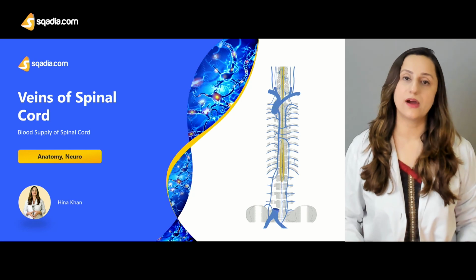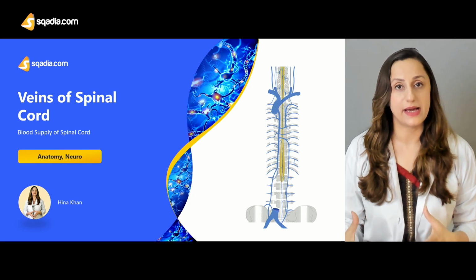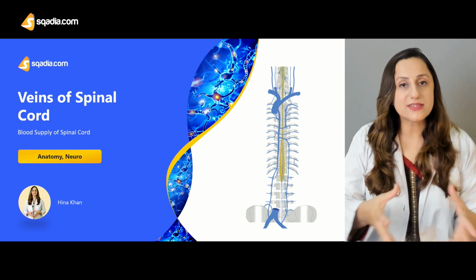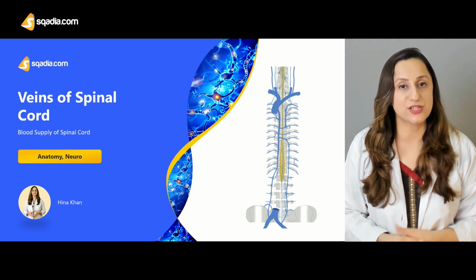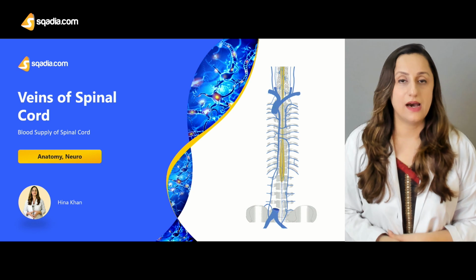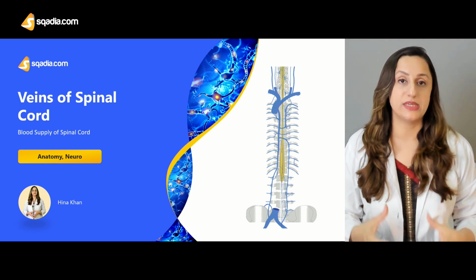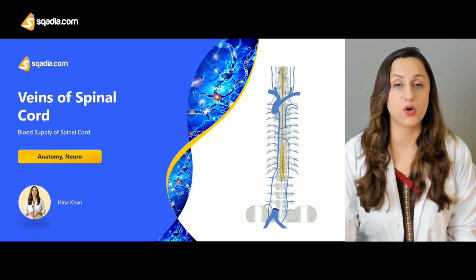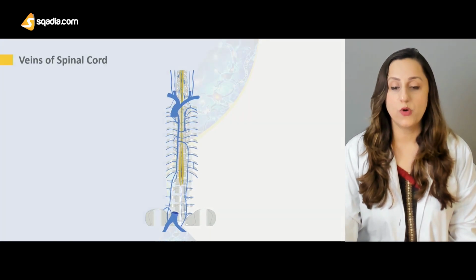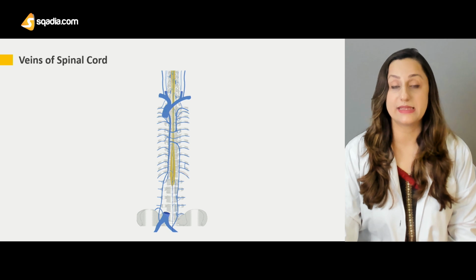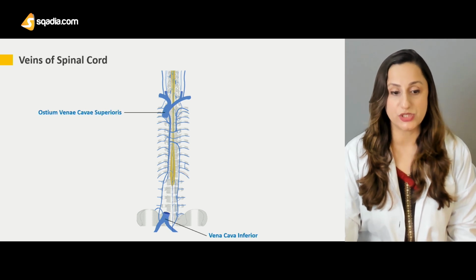Now, once we are done with the arterial supply of the spinal cord, there has to be a venous drainage that's also attached to this particular region. The spinal cord and the vertebral column is basically drained into the superior and the inferior vena cavas accordingly. So what are the different branches that are basically draining into these particular regions?